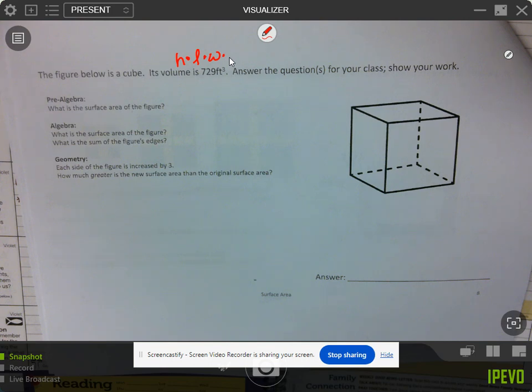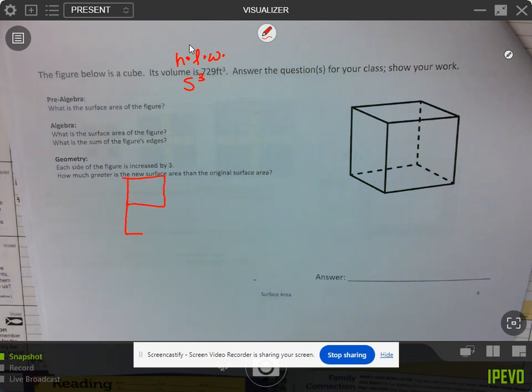All those numbers have to be the same. A cube is made up of squares. So I could also call this side cubed, right? Because all of those are the same. So I need to figure out what one of my sides are. What number can I multiply by itself, and I get 729 for my answer? We're not saying what it is. You have to find it.